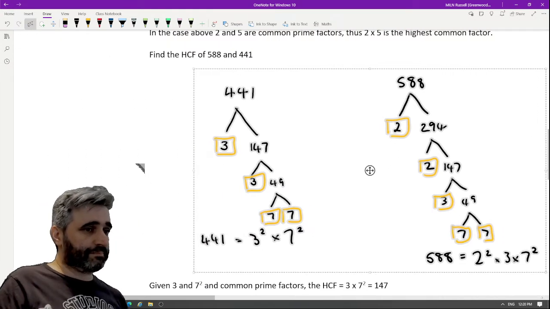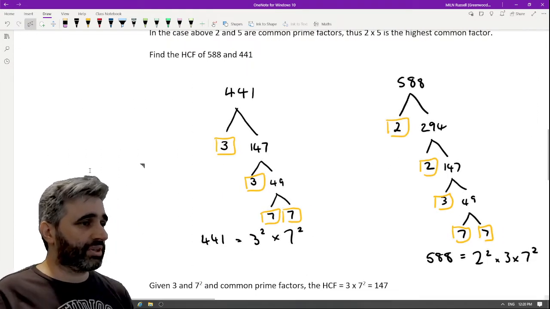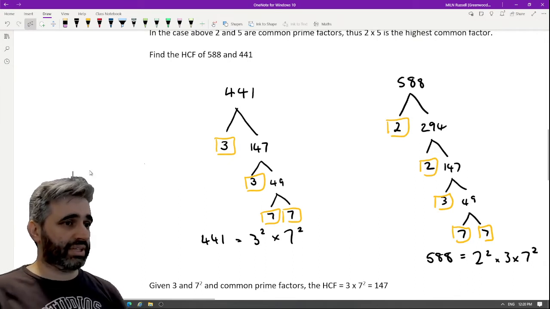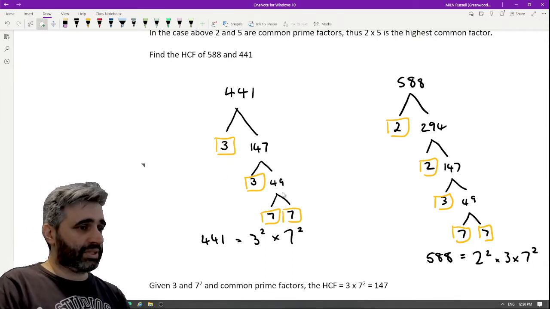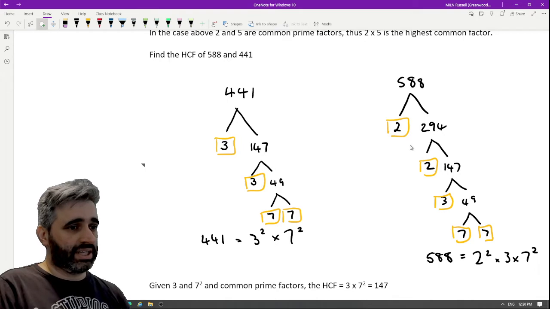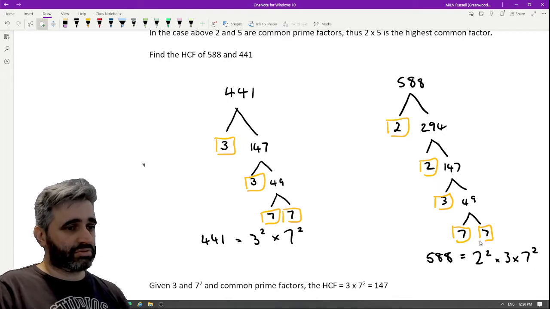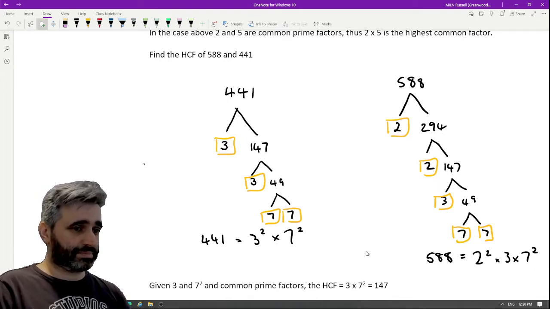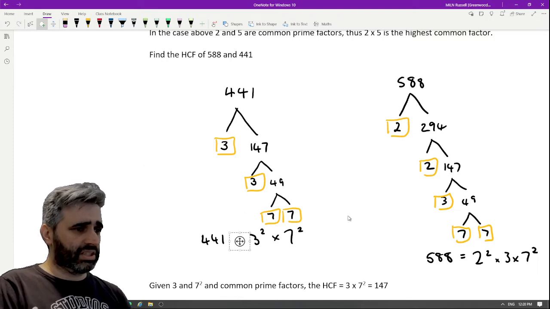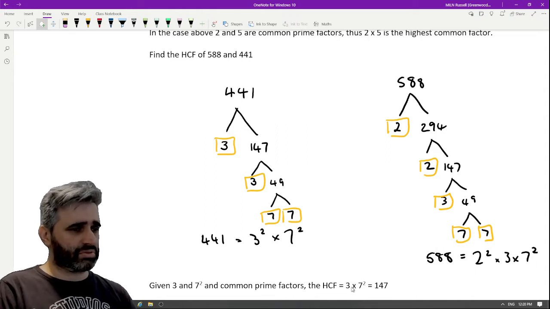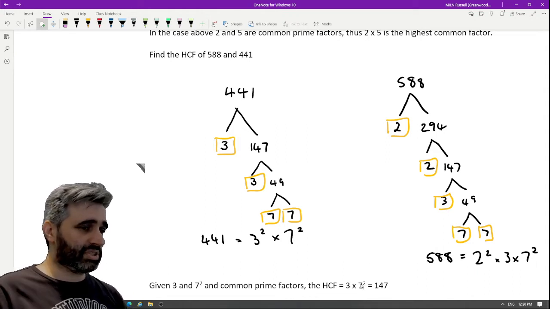So bring this back. Okay, so the highest common factor of 441 and 588: 441 is 3 squared times 7 squared, and 588 is 2 squared times 3 times 7 squared. The common factors, not the 2, just be plain old 3, because this one doesn't have a 3 squared, and 7 squared in both. So 3 times 7 squared, or 3 times 49, which is 147.